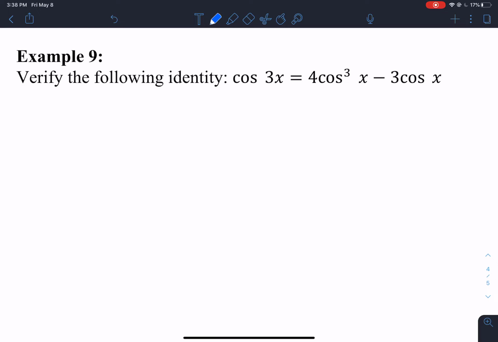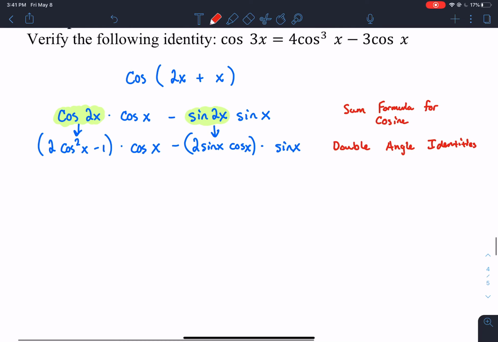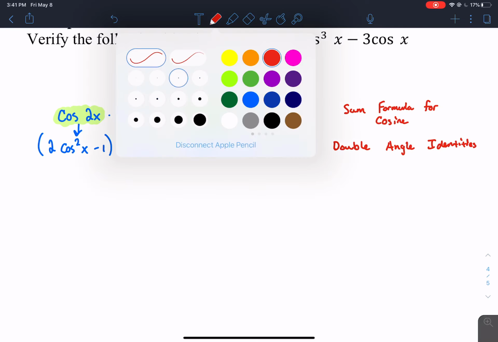All right, so this is now going to be 2 cosine squared of x minus 1 times cosine. Okay, minus, now this is also a double angle. Okay, so we're going to make this 2 sine of x cosine of x times sine of x. All right, so those are the double angle identities. All right. Now, what else can you do from there, right? Well, you see that you have parentheses and you have things on the outside. So what I would do is I would distribute.